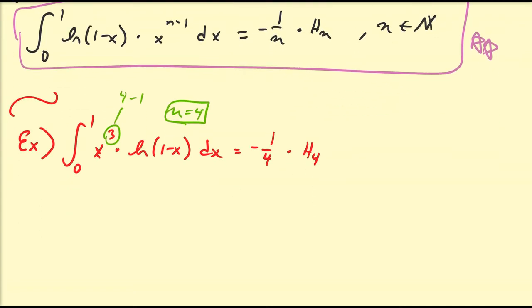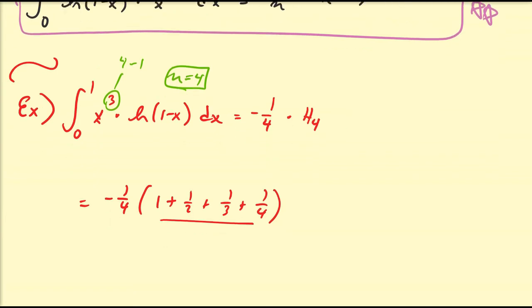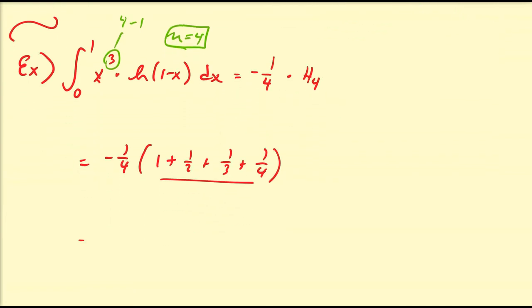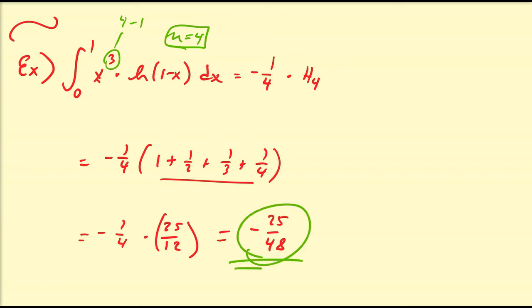And what is that going to be equal to if we actually want the numerical value? So the fourth harmonic number is going to be 1 plus 1/2 plus 1/3 plus 1/4. And we can find that the fourth harmonic number is equal to 25/12. So 25/12. And then once you multiply these fractions together, you find that this integral is going to be equal to negative 25/48. So that's what that integral is equal to.